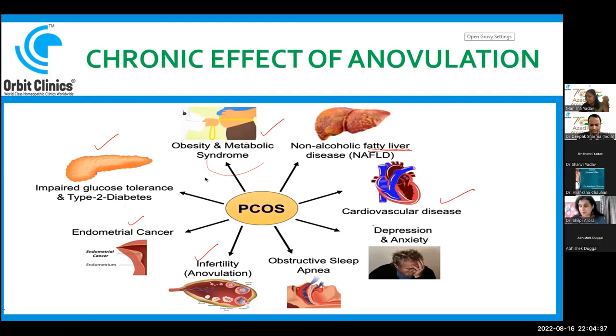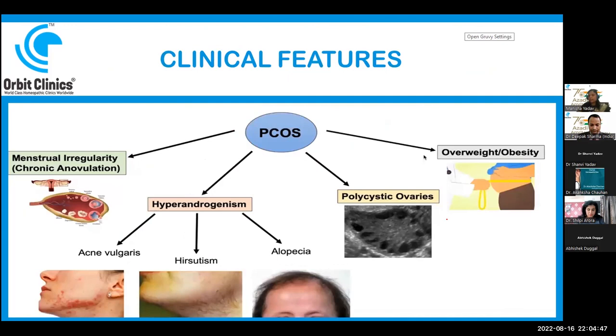Then lipid disturbance will cause cardiovascular effects, and it will also affect the psychology. So it may cause depression and anxiety. By the knowledge of all this pathophysiology, now you can easily know its clinical features: menstrual irregularities. Because of excessive androgen, all androgenic features will develop, like acne, hirsutism, alopecia.